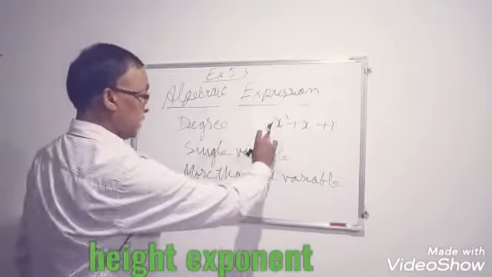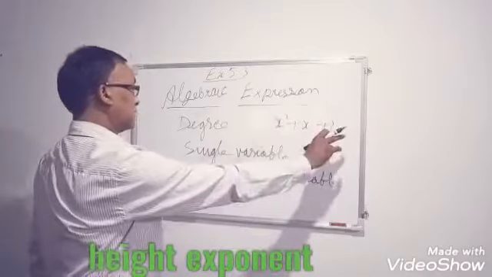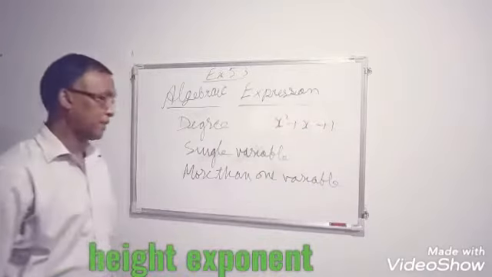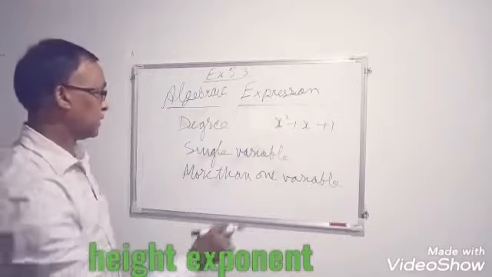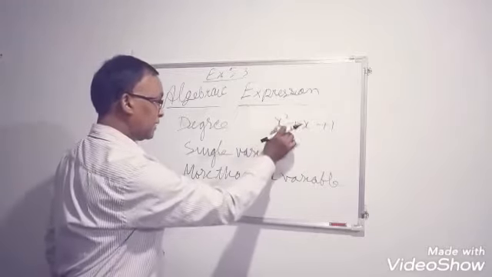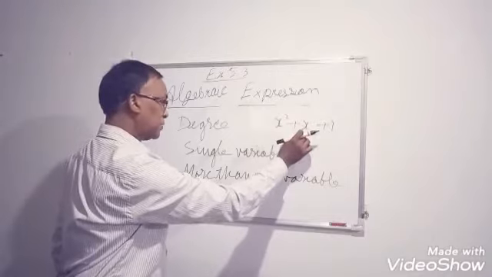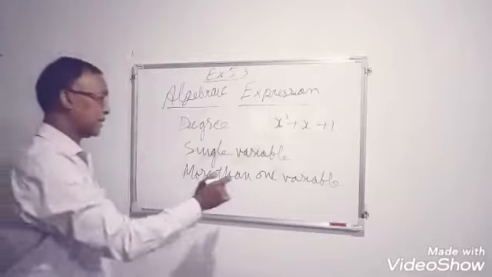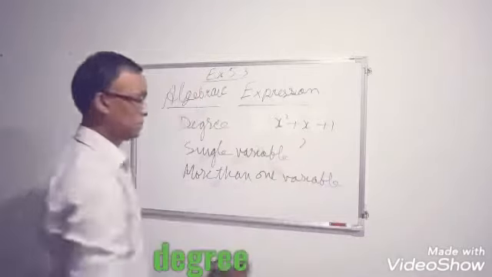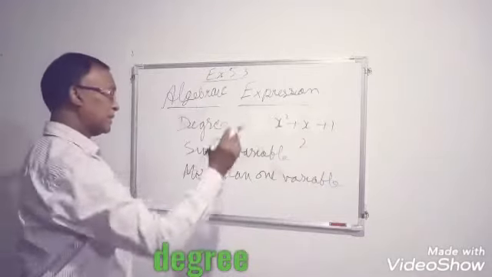If they ask you to find out the degree of the following algebraic expression, in this expression we have seen the single variable x to the power 2 and x to the power 1. The highest exponent will give us the degree. That means the degree is 2. So the exponent will give us the degree.